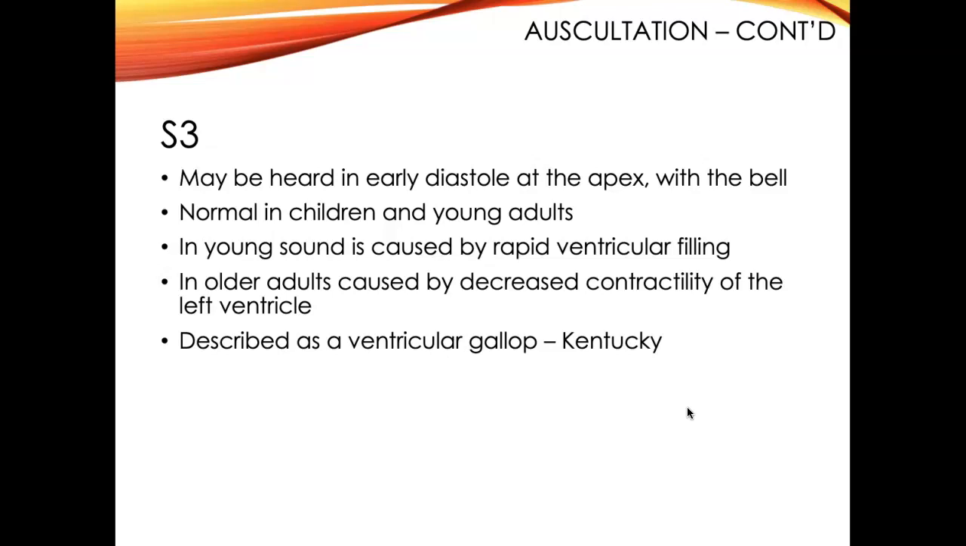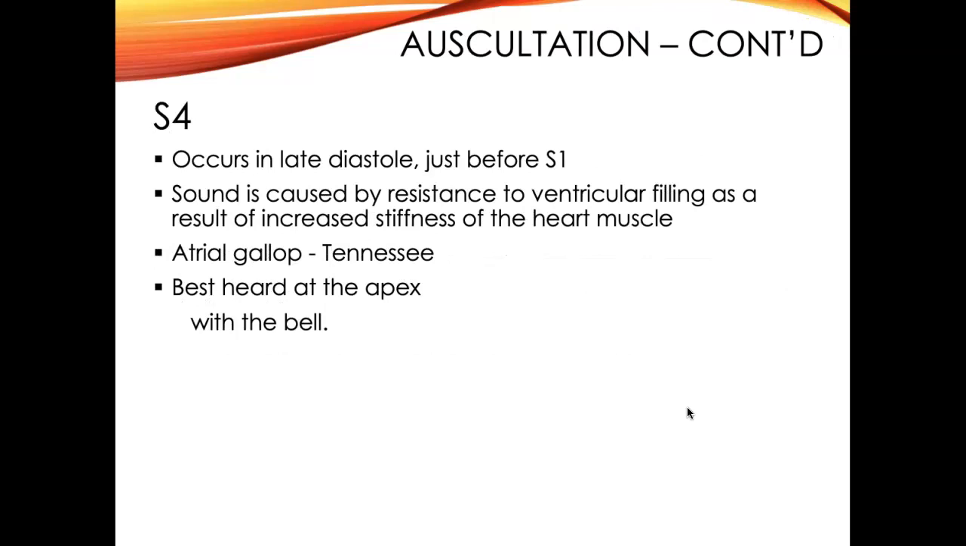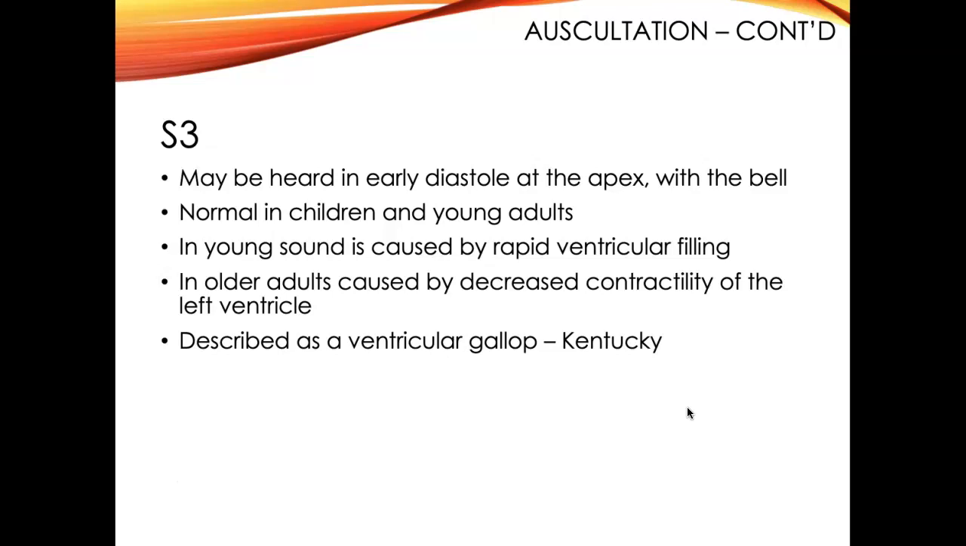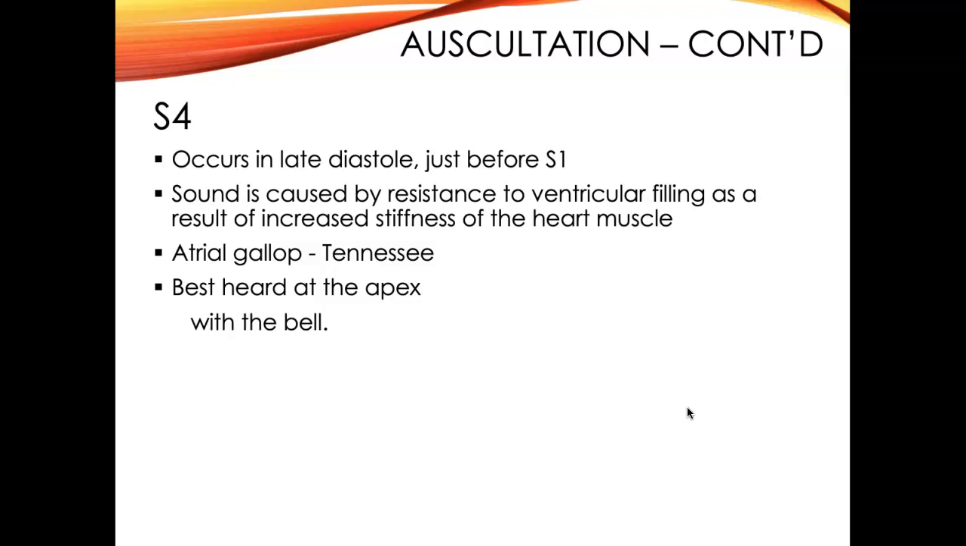Okay. Then that brings us to S4, which is the fourth heart tone. Again, that would occur in late diastole, just before the S1, so right before the lub. And again, that's because there's some resistance to the ventricular filling. We call this one the atrial gallop. And I guess both of these, the S3 and S4, are heard best at the base of the heart. But this one's called the atrial gallop versus your ventricular gallop. This is called ventricular gallop S3, atrial gallop S4.